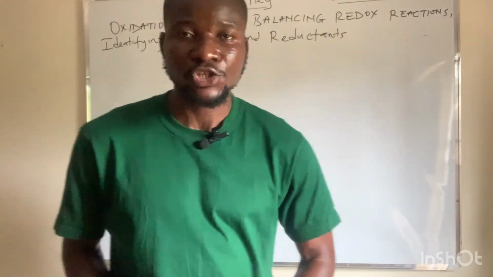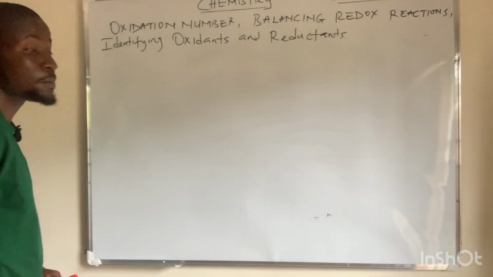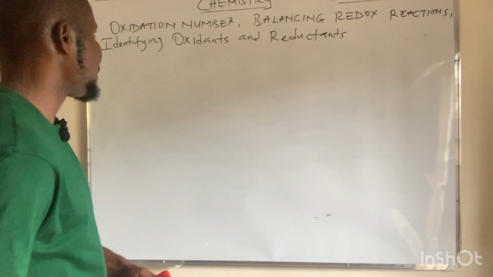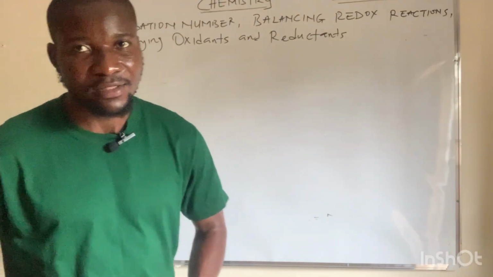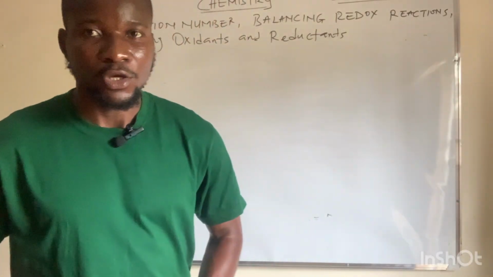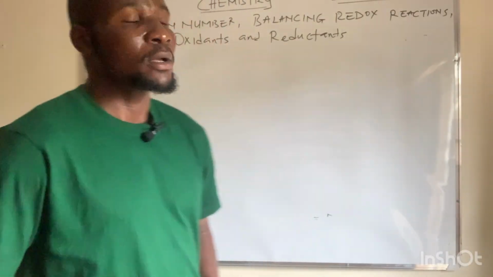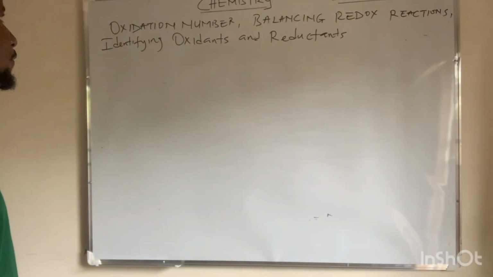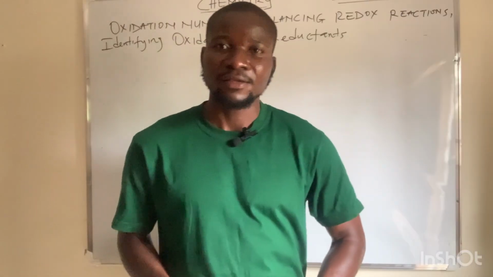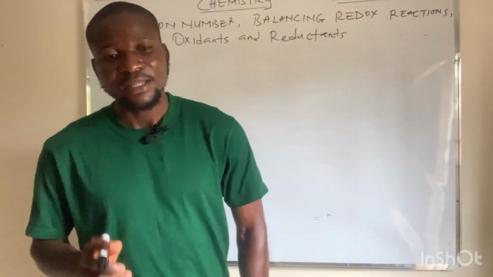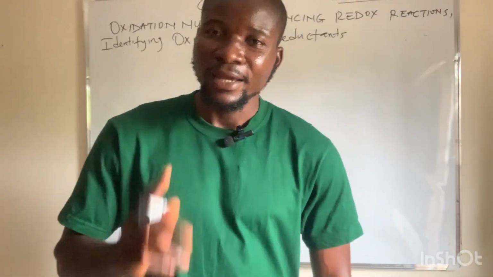Today we are going to be discussing oxidation numbers, balancing of redox reactions, as well as identifying oxidants and reductants in a chemical equation of a reaction. And now I want us to first of all talk about something very important, which is chemical equations of a reaction. Now, a chemical equation of a reaction is of two types.